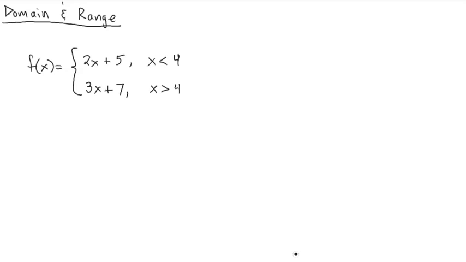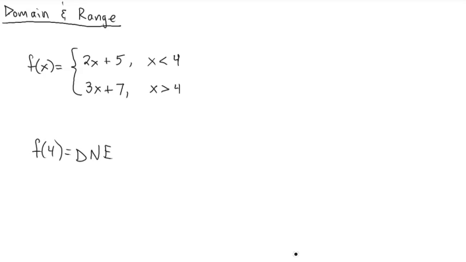This first piece here is used when x is less than 4. This piece here, the second piece, is used when x is greater than 4. Notice that there is no place when x is equal to 4. This does not say equal to 4, and this does not say equal to 4. Therefore, if we were to ask what is f of 4, we would have to say it does not exist, because 4 cannot be plugged into either one of these pieces.